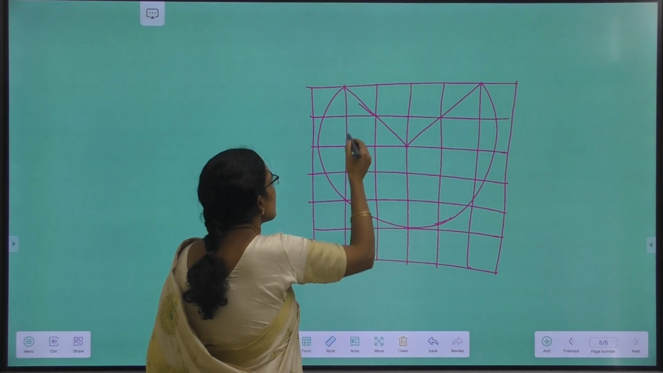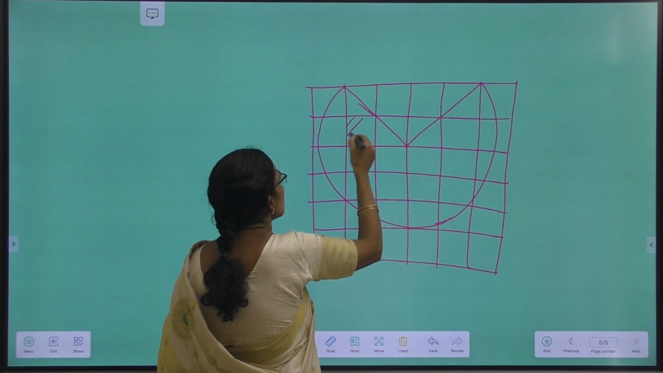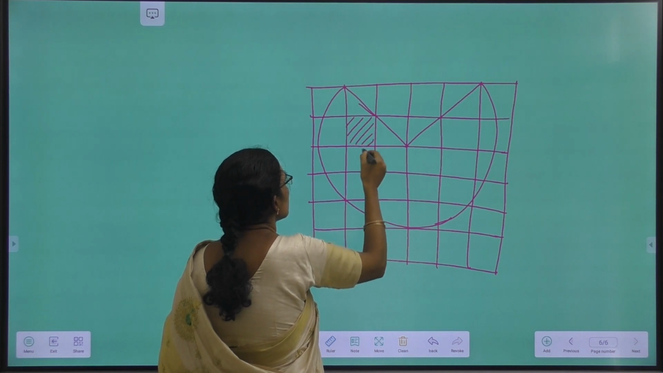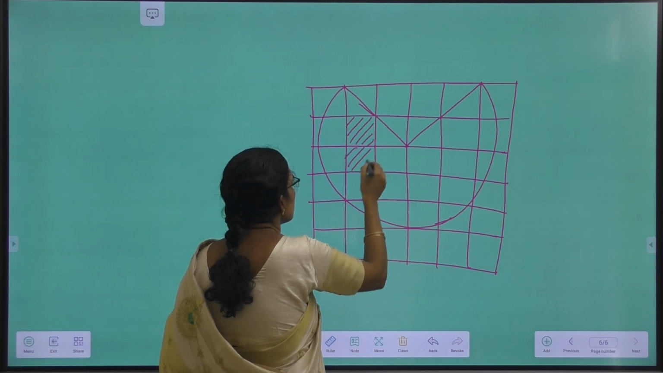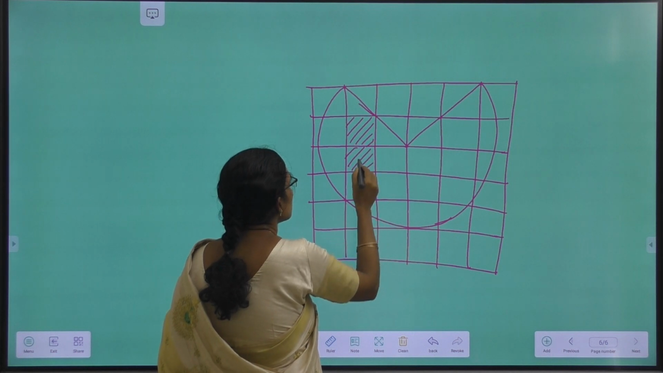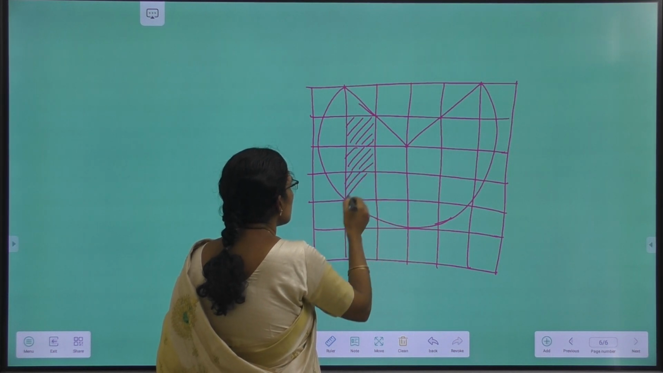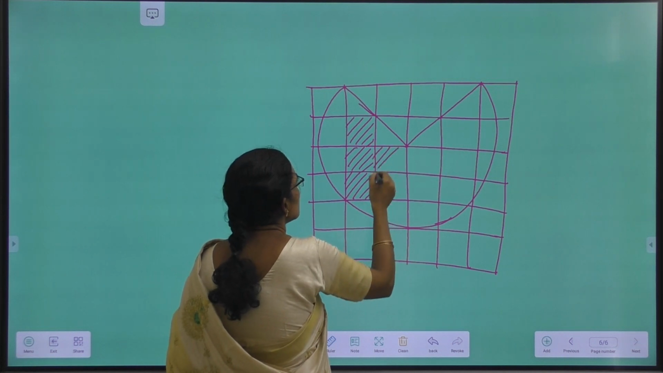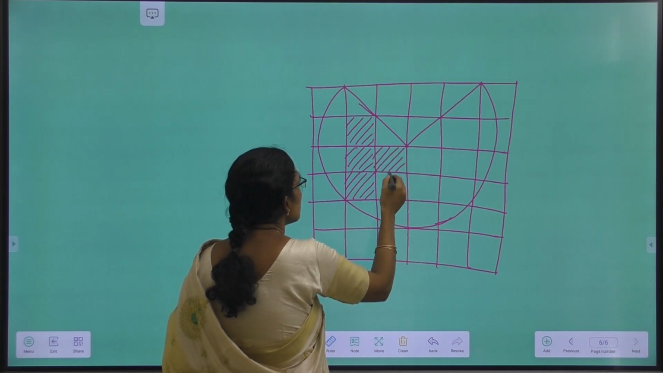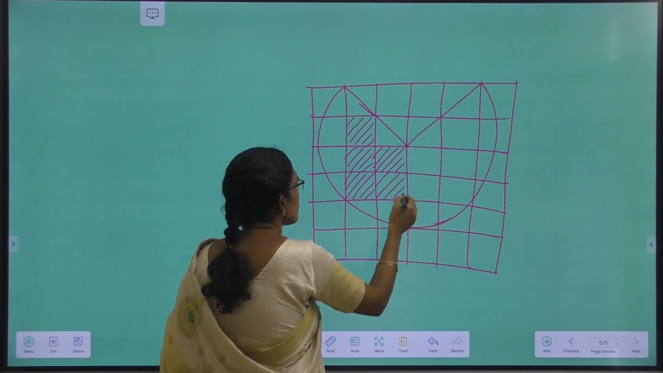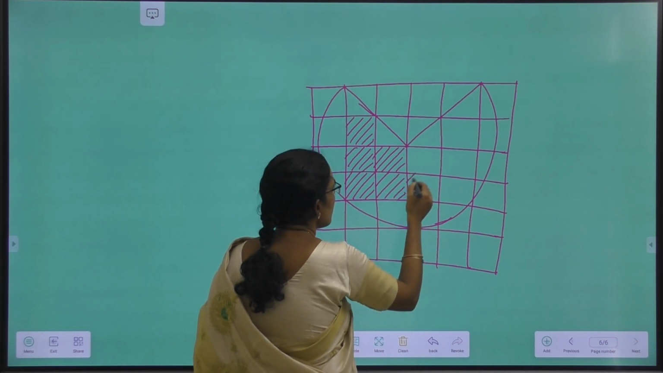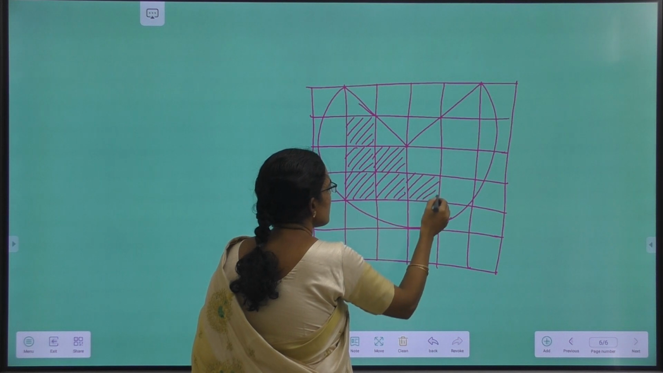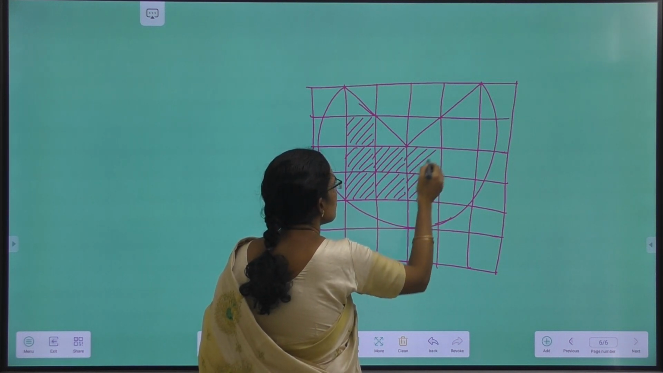First of all, you see how many squares are completely covered. See, I am shading those squares. This is one, and this one is the second one, and this one is the third one. This is completely covered. These squares are completely fully filled squares. How many are there? First we are counting fully filled squares.